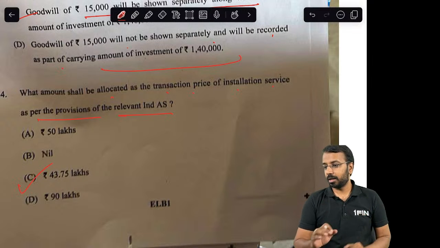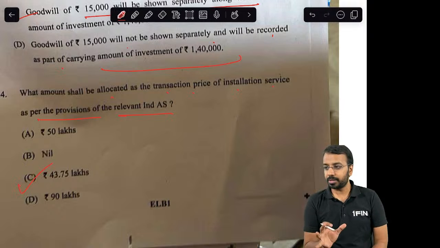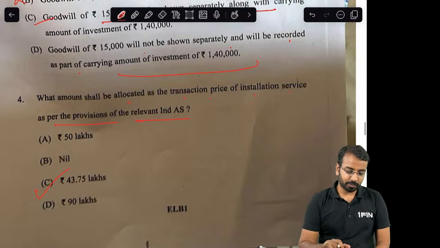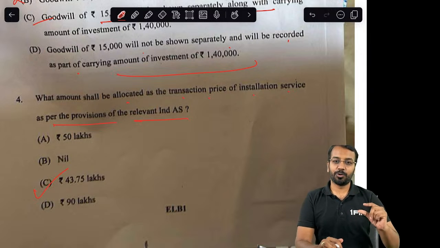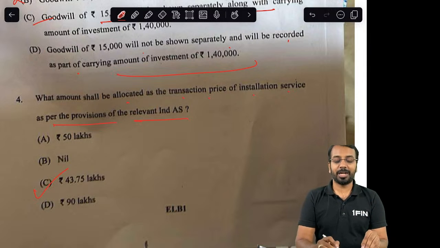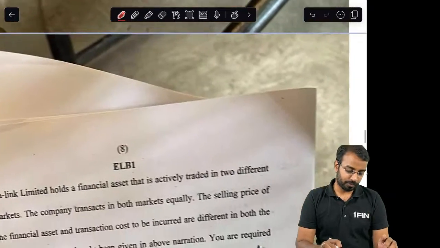Now, if you look at this, so far we have spent about 8 minutes, and in 8 minutes we could cover 4 questions. Of course, I'm going slightly faster, but even if you go at a normal speed for 8 marks question, by now you would have been able to solve it.